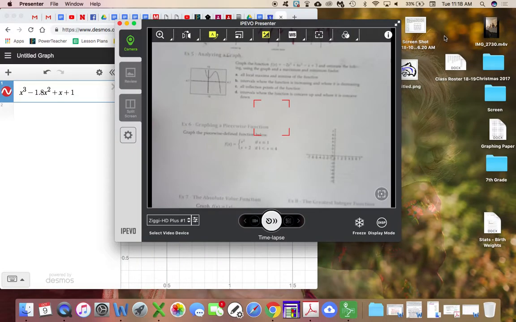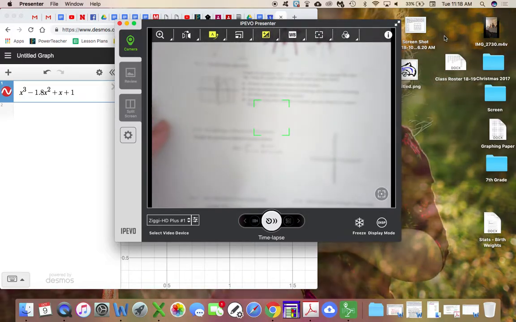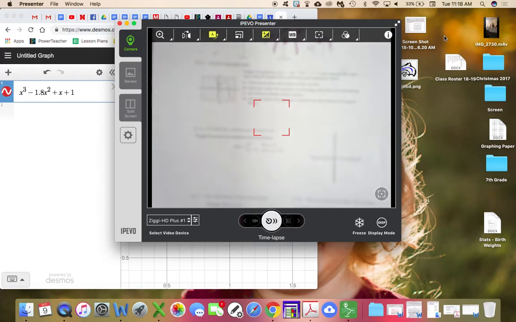Okay, so I need to get back out of here. Graph the function. Nope, that didn't help. What time do we get out of here? 26. We'll do this one and then we'll stop.